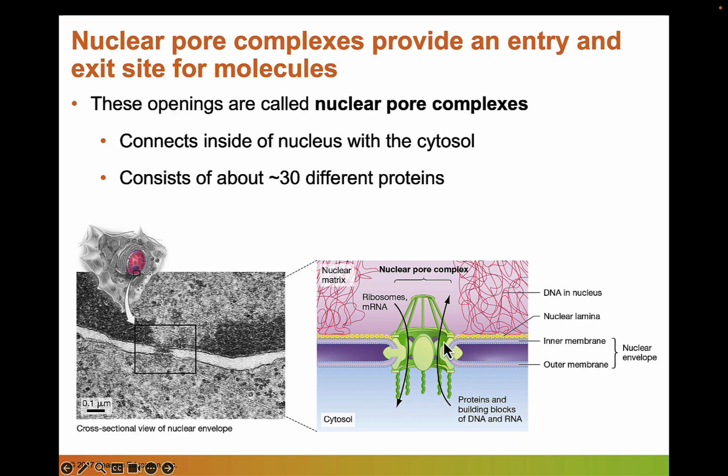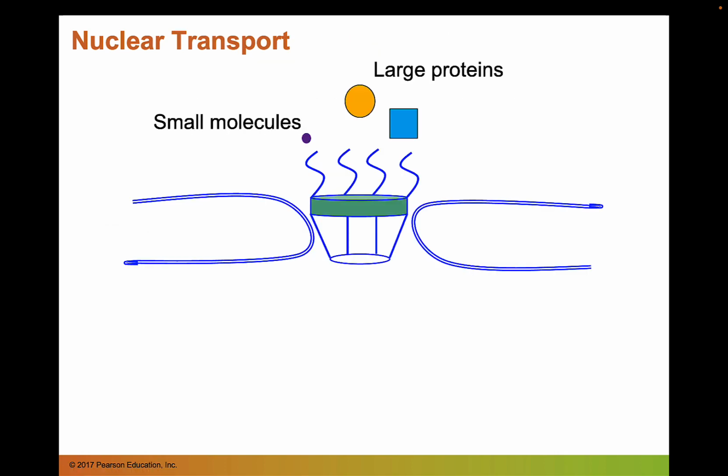And these complexes are big. They consist of about 30 different proteins, and they can regulate what goes into the nucleus and what comes out. So how do they do this? Okay, so here's my cartoon schematic of my nuclear envelope. That's a double membrane. And here is a picture of my nuclear pore complex. It's got this basket region, and then these arms kind of sticking up here that give affinity for different proteins.